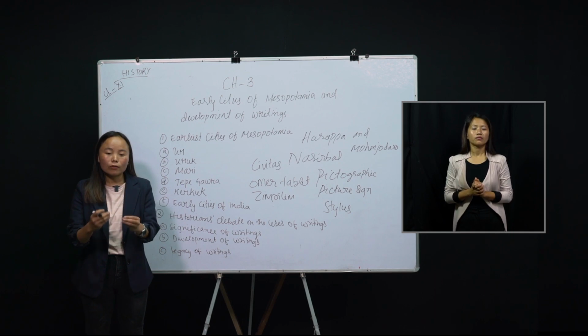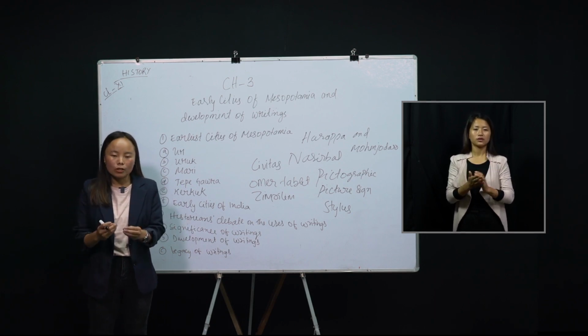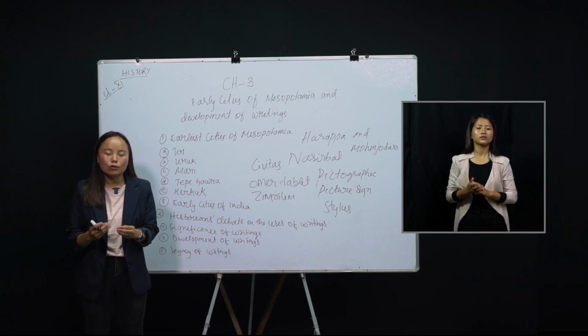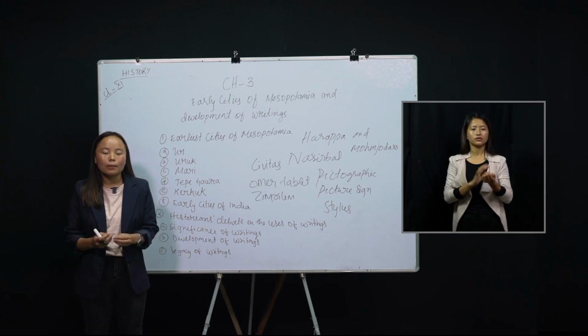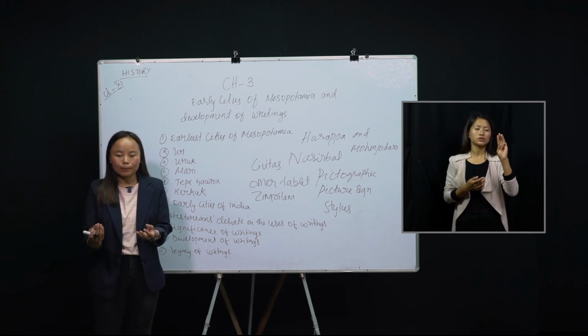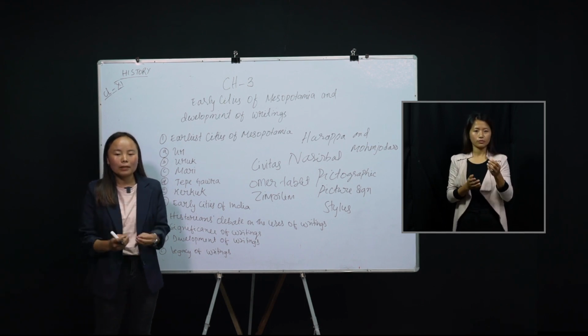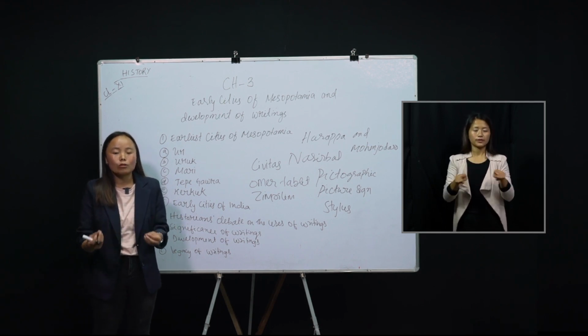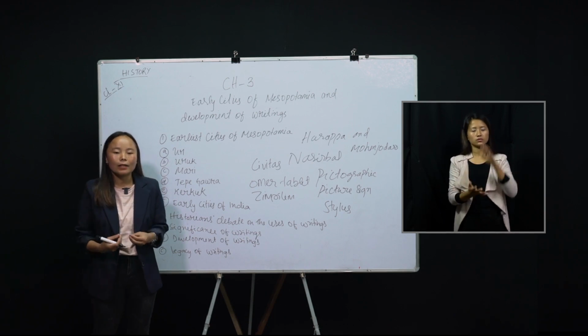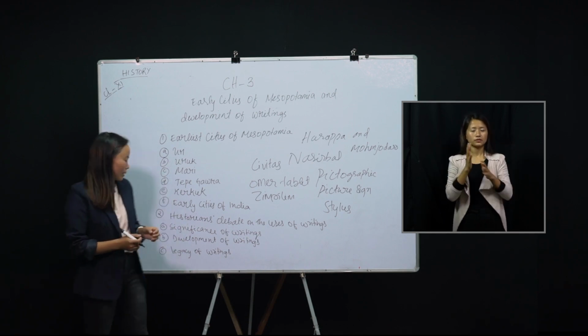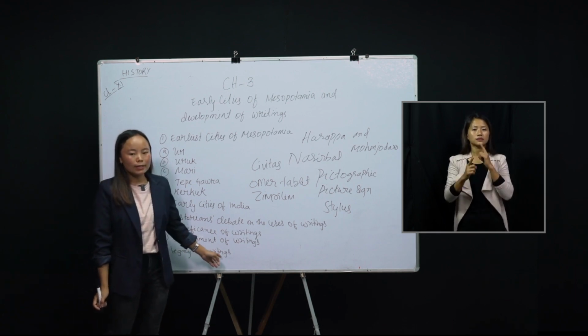So cuneiform writing in the Akkadian language continued until the 1st century BC, which is roughly about 2000 years. And in Mesopotamia also, only a few people could read and write. Why? Because they had to learn so many signs, and the signs were very complex. Now we will discuss the legacy of writing.